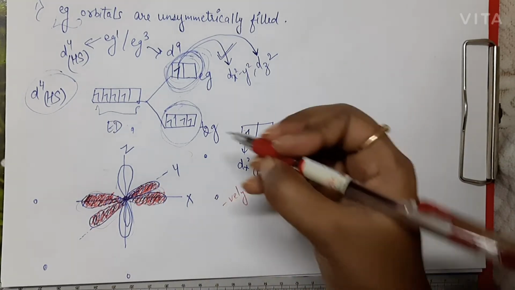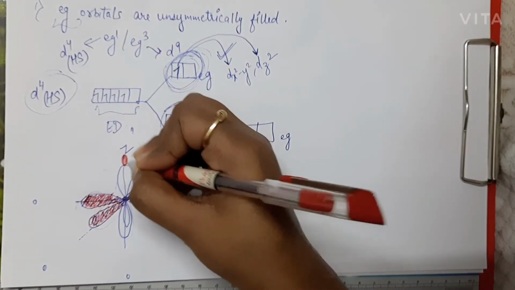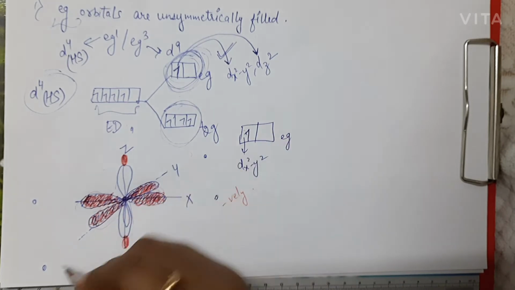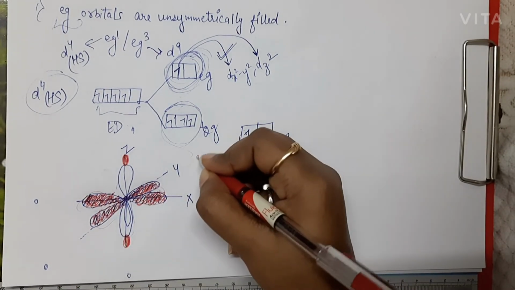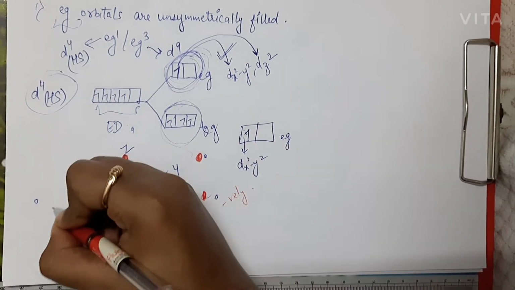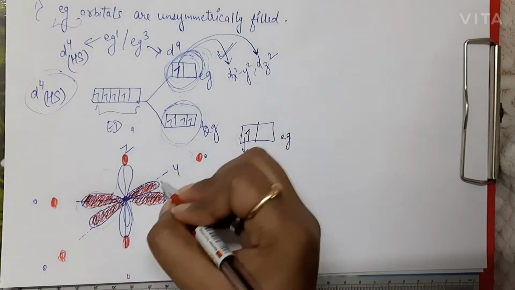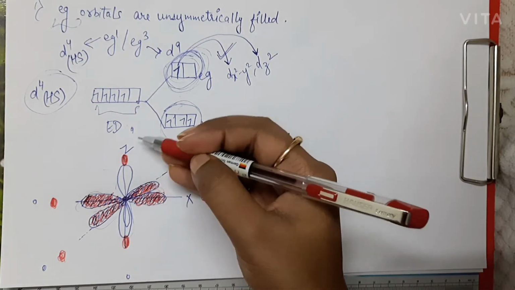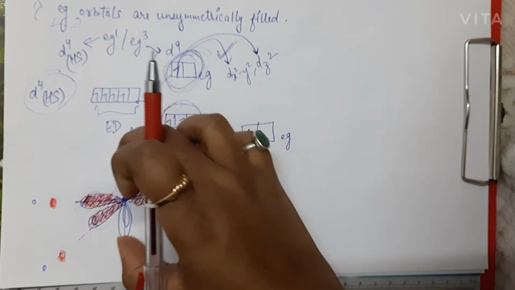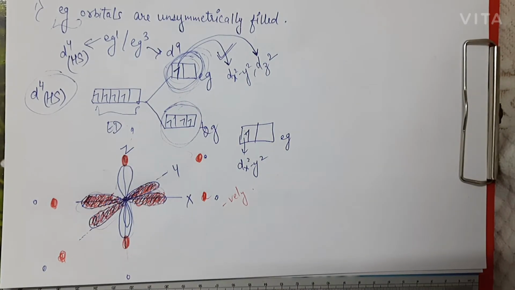So what happens? The ligands which are approaching along the z-axis will approach very closely, so their interaction will be very close, and the ligands which are approaching along the x-axis and y-axis will remain a little bit far apart, because the nature of ligands as well as the nature of the electron is negative, right? They will remain a little bit far apart as compared to the ligands approaching along the z-axis. So the 2 ligands approaching along the z-axis will be comparatively near, right?